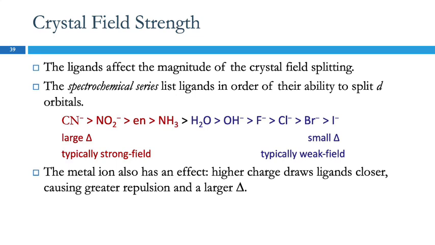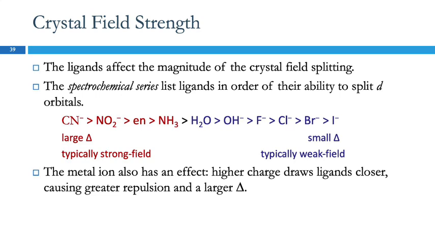So the ligands affect the magnitude of the splitting. There's a spectrochemical series that lists the ligands in order of their ability to split d orbitals. So cyanide typically is going to give you a large splitting. So these are called strong field. And then as we go, they get lower and lower, and iodide does not split the field very much, and so that's a weak field.